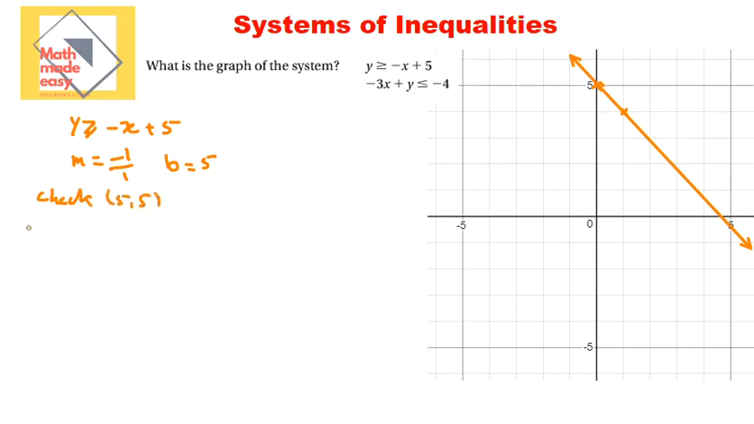Point 5 and 5. How do I check? Is 5 greater than or equal to negative 5 plus 5? I'm substituting. I'm not sure yet, so this is why you put the question mark. Well, 5 is greater than 0. Then yes, this part here is also a solution.